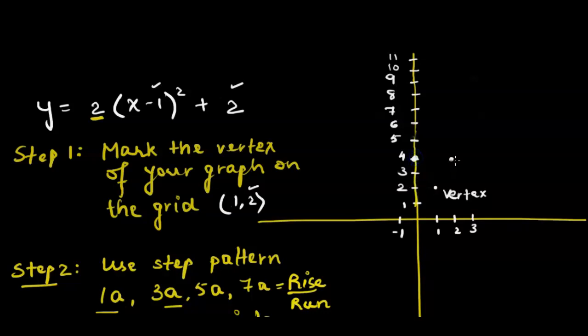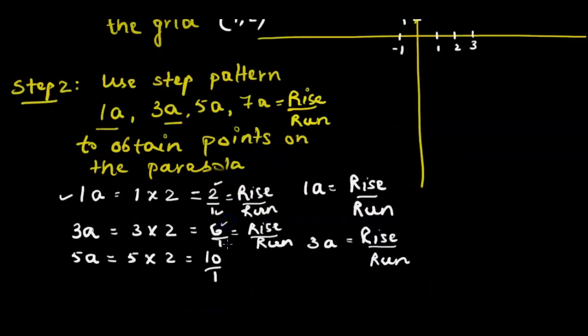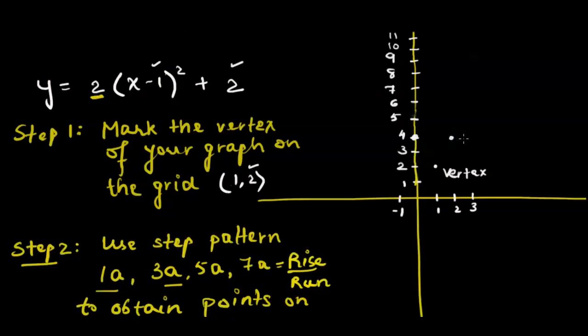The next rise over run comes from 3a, and 3a value is 6 over 1. Therefore, the next rise is going to be 6. Run is going to be 1. From this right point, we go run 1 and rise 6. 4 plus 6 gives us 10. And from the left point, we run 1, rise 6 again. So we reach here. We need not even use 5a and 7a in this case, because we have enough points to join in order to make it look like a parabola.